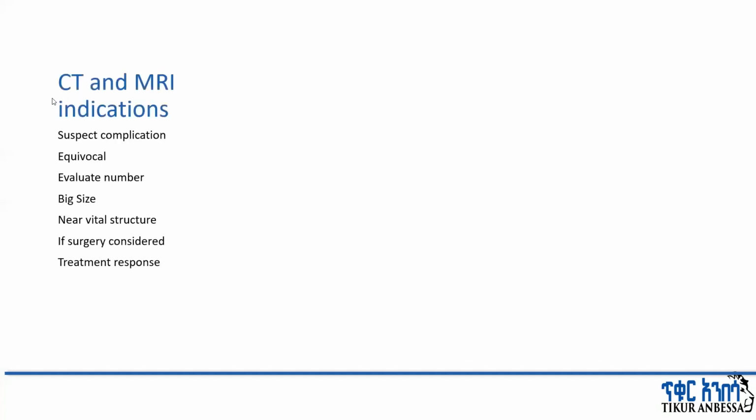CT and MRI indications, however, are for suspected complications, when the findings are equivocal, when the number is too much, when the size of the cyst is very big, when the cysts are near vital structures like the heart and great vessels, if surgery is contemplated, and also following treatment.